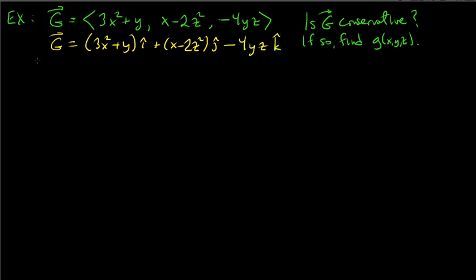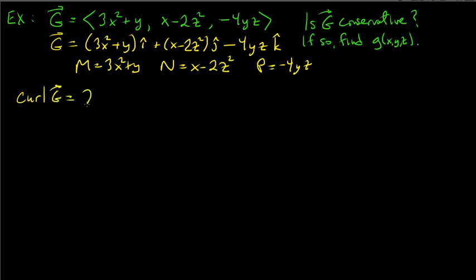It's a vector field. So just to make sure you know, M is 3x squared plus y, N is x minus 2z squared, and P is -4y times z. Okay, so is it conservative? Well, to answer that question, we should take the curl of G, which is del cross G. I was going to write F, but it's del cross G. And again, let's write out the determinant.